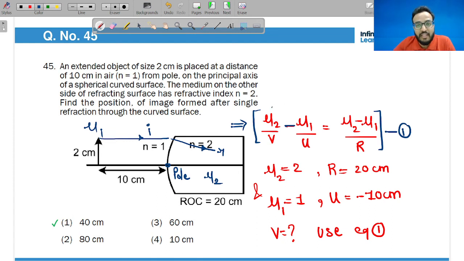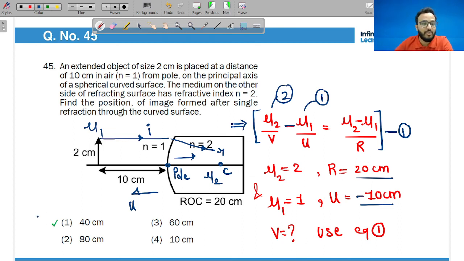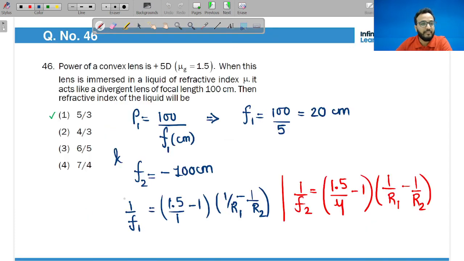So mu2 is 2, mu1 is 1, and r is plus 20 because this is the direction of incident rays, and this direction we take positive. Center of curvature is here, so r is measured here, u is measured here, so u is negative, minus 10, and r is plus 20. So what is v? Use this formula, get the answer. Answer comes out to be 40 centimeter. 46. Now here, what is the power? First they have given the power of the lens.